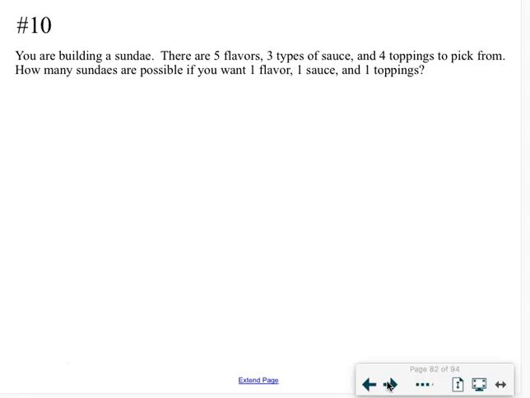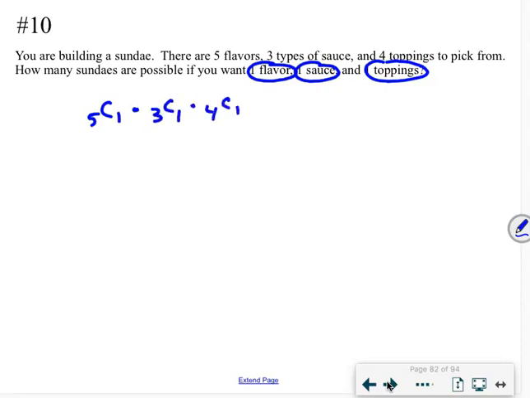Number 10, you are building a sundae. There are 5 flavors, 3 types of sauce, and 4 toppings to pick from. What if we only want 1 of each? You could sure do it the same way we just did. So you could do 5 choose 1 times 3 choose 1 times 4 choose 1. That's completely fine. But if you're only picking 1 of each, this is really the same as 5 times 3 times 4 different sundaes. So really, that's another way to think about it.